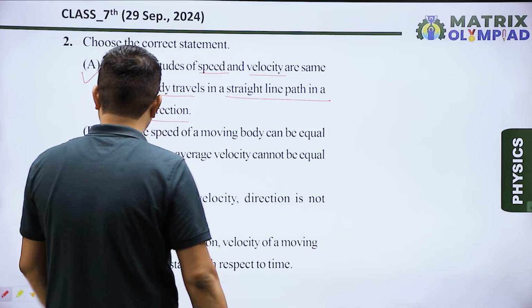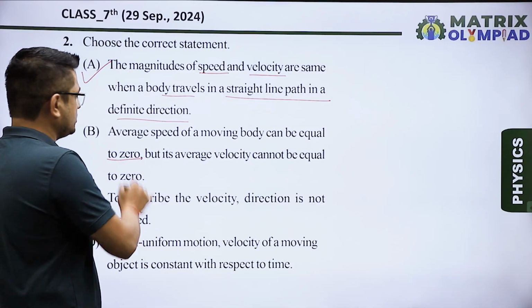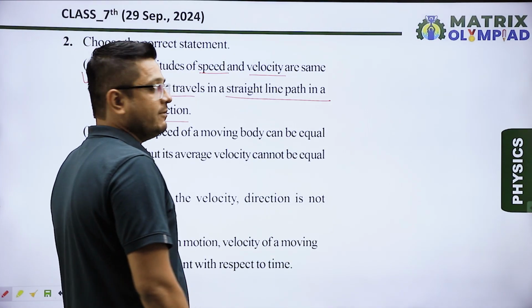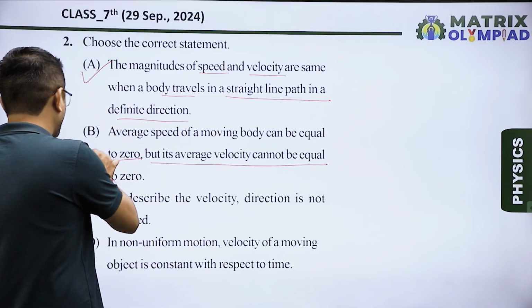Let's see the other options also. Average speed of a moving object can be equal to 0. No, this is not correct. Average speed can never be 0. But its average velocity can be equal to 0. So this is a false statement.